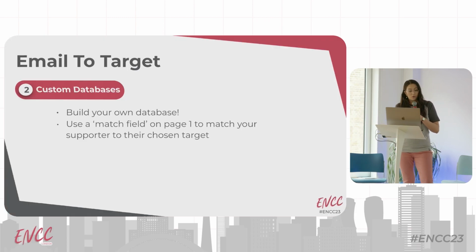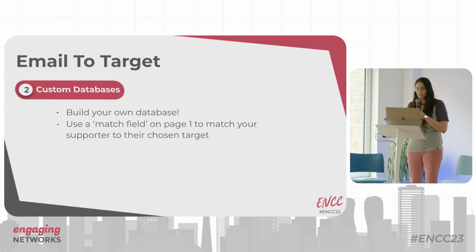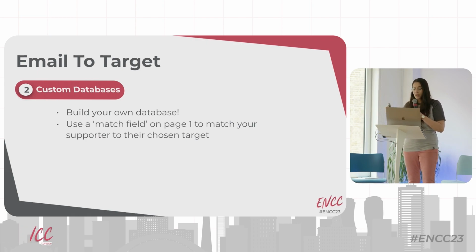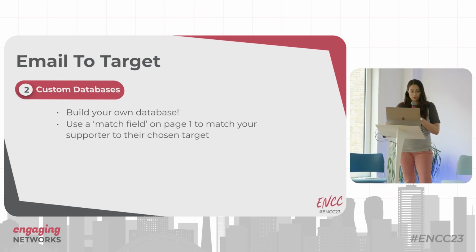So next thing I'm going to talk about is custom databases. The previous example was using one of the databases that Engaging Networks manages. This is for cases where we don't have a database for you to use, but you have the data and you want to build your own database. This includes using a match field on your form that your supporter then selects. They identify themselves using this match field, which then chooses the target based on the database that you upload. I'll show you how you do that.